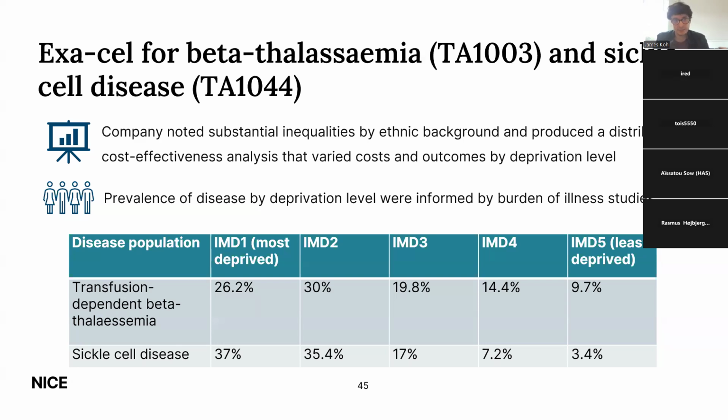For both of these conditions, the company put forward in its submission to NICE that there were substantial inequalities. They were by ethnic background, but they produced their distributional cost effectiveness analysis by deprivation level. They'd conducted some prevalence studies that I can show the results of here, where much larger proportions of the population sit in the most deprived groups. For sickle cell disease, this is probably about as big a gradient as you'll see across deprivation groups for a disease.